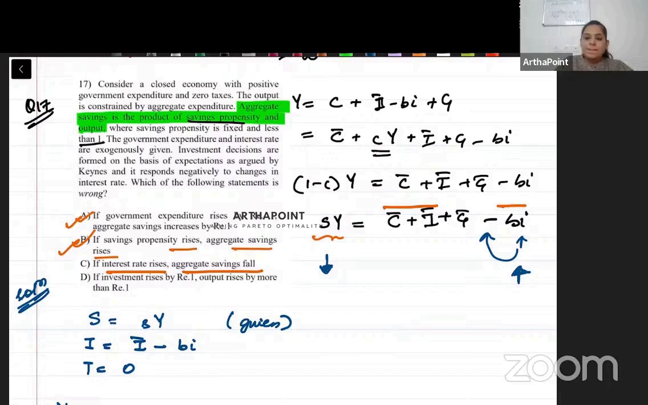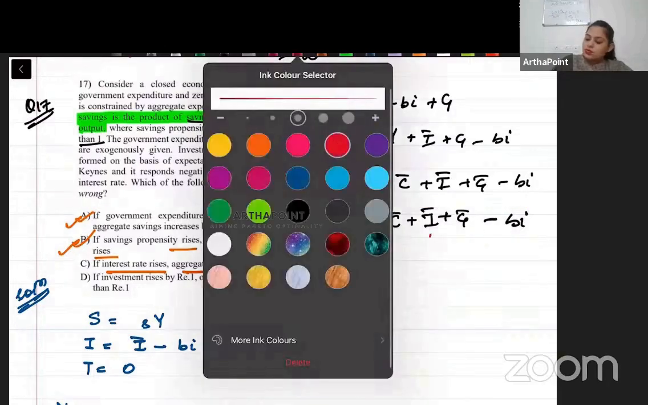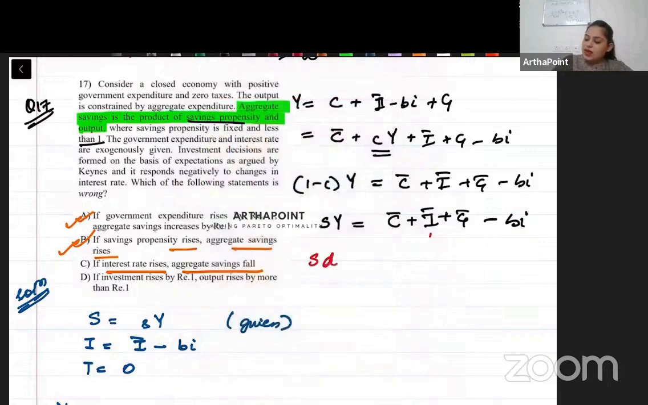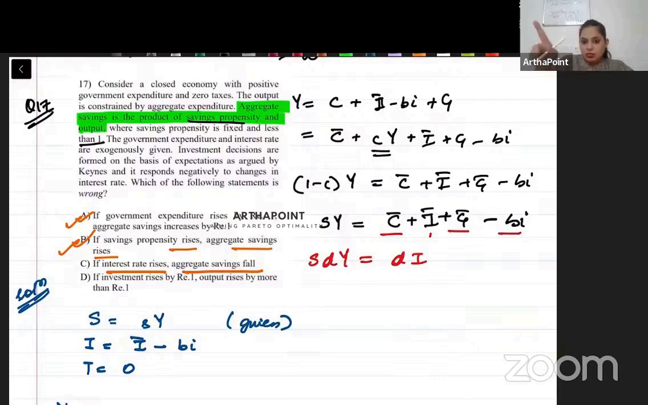Now finally, it says if investment rises by 1 rupee, output rises by more than 1 rupee. So if I just start solving this, I have to ask what is the change in my output. So I can say S dy is equal to di. All other things will go. I just want to find the effect between y and I, investment and output. So dy by di will be 1 by S.